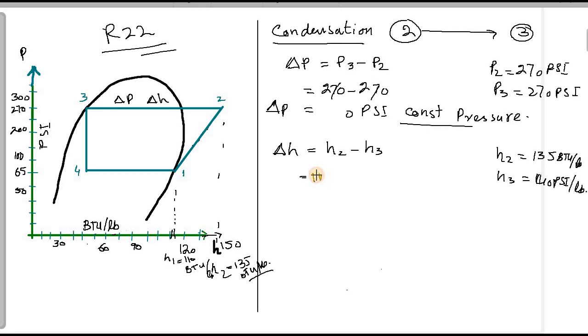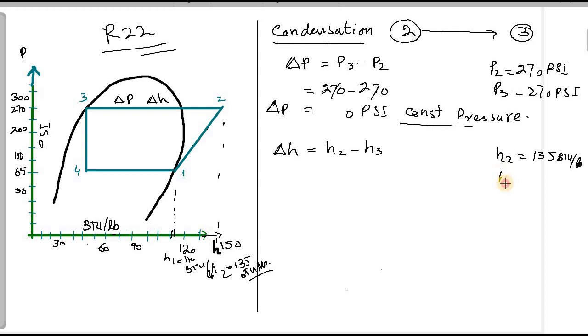So here, 135 minus H3, 40. The result will be delta H is equal to 95 BTU per pound. Cleared? It means that when the condensation process is done, the total decrease in enthalpy is 95 BTU per pound. Okay, and this is for R22, not for other refrigerants, because every refrigerant has different values in condensation and in evaporation.